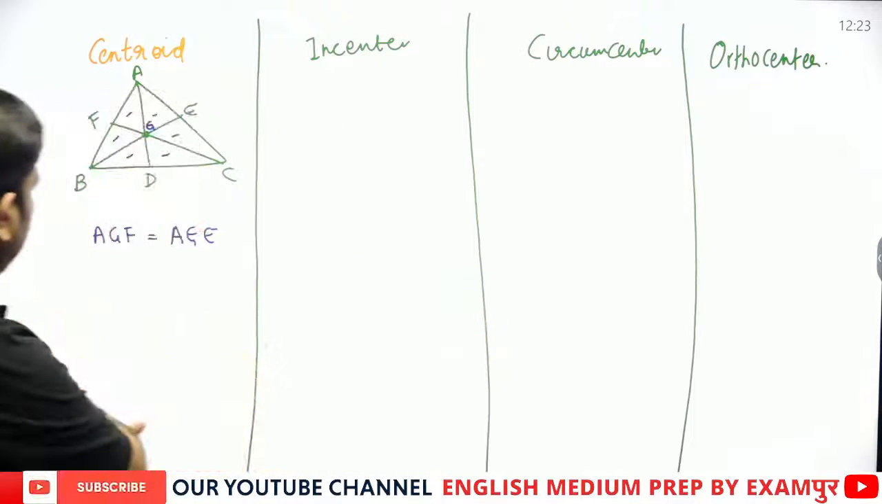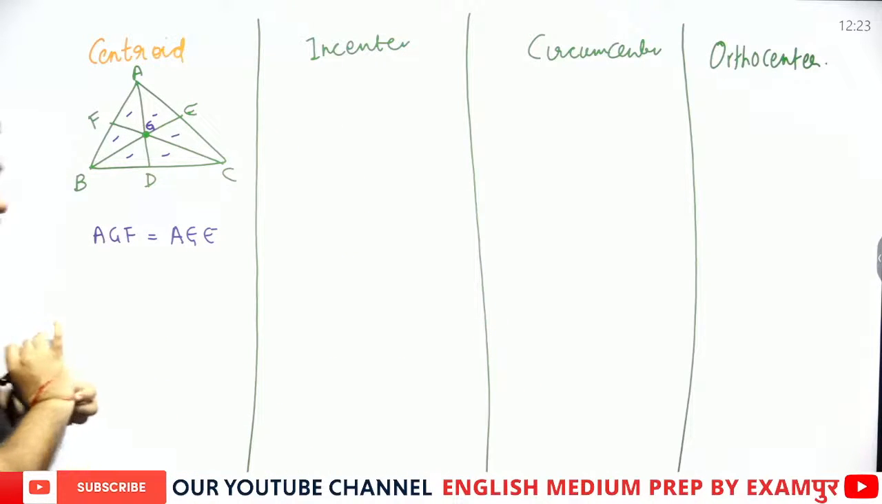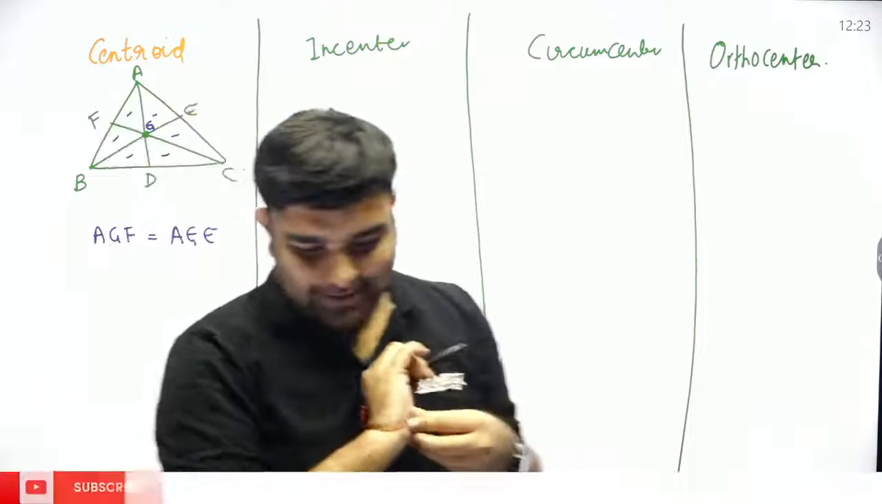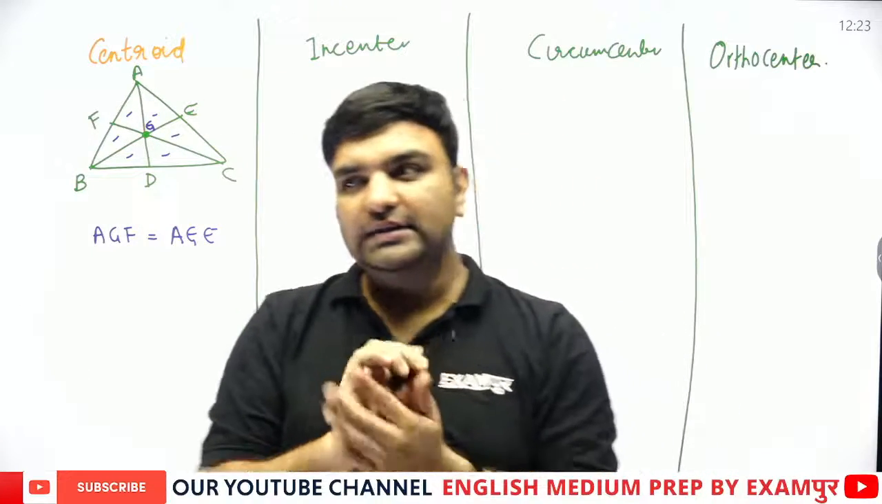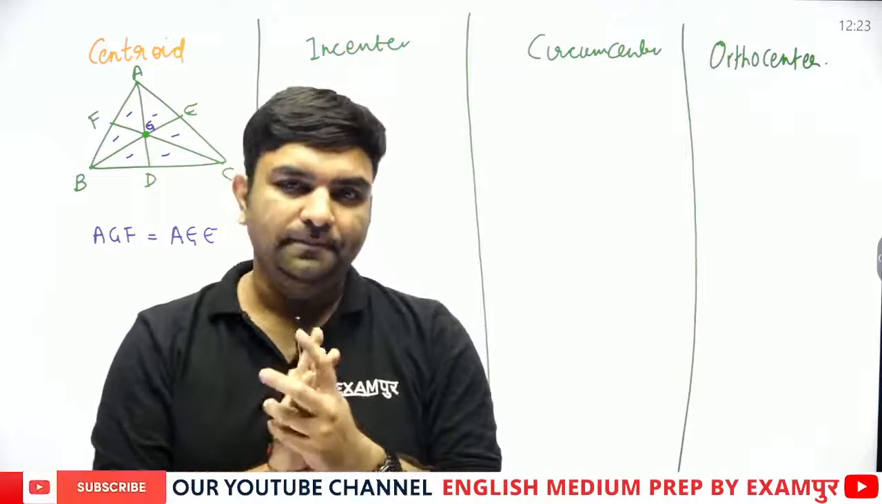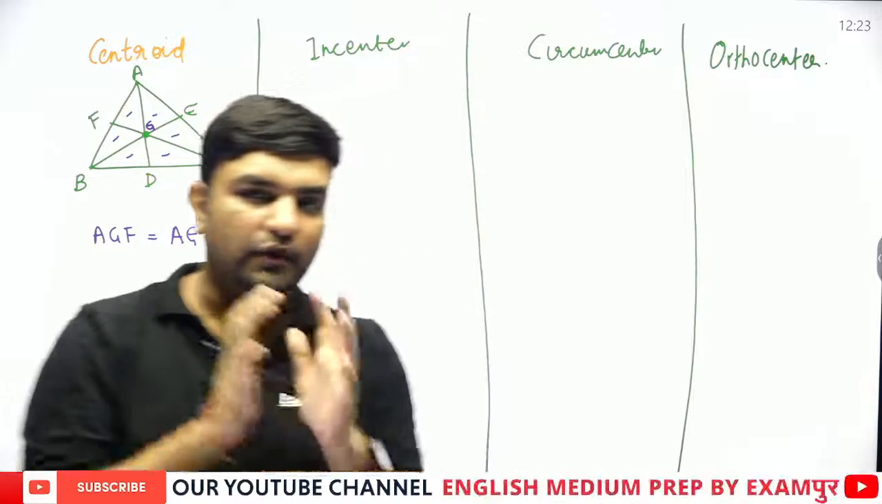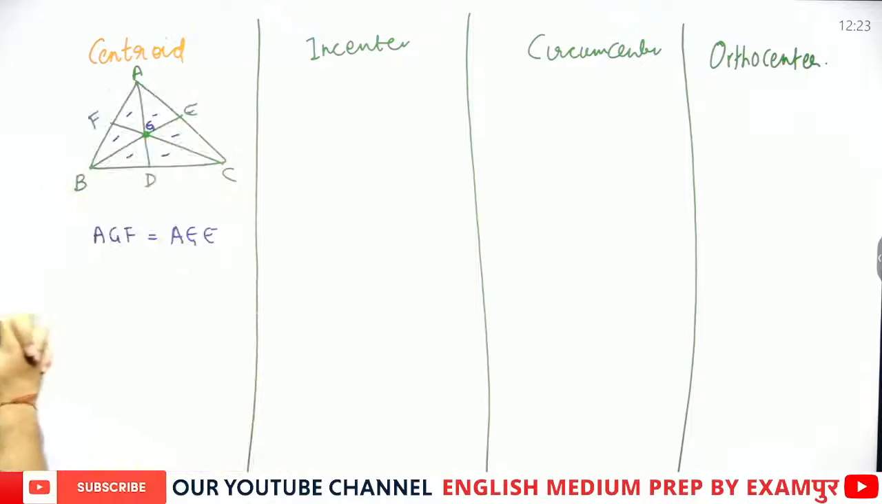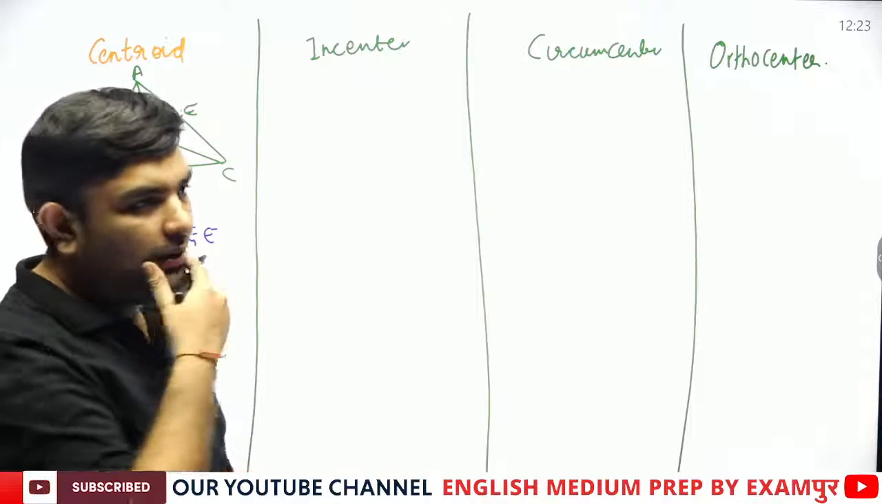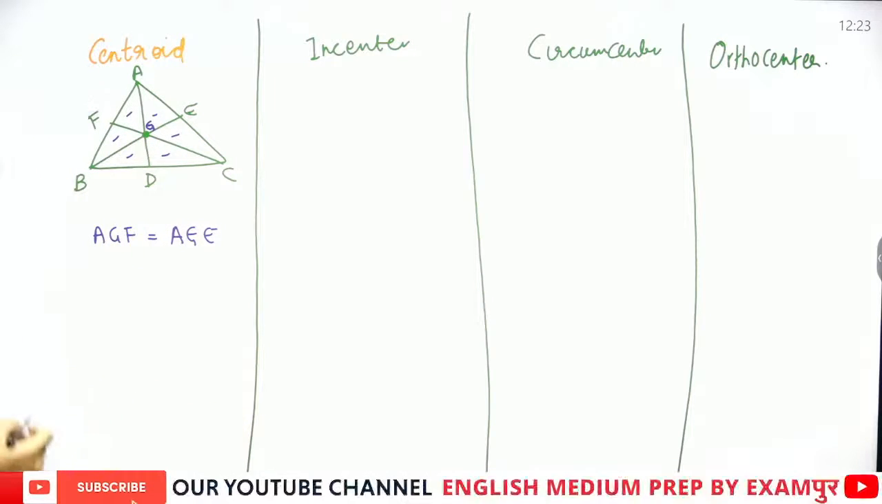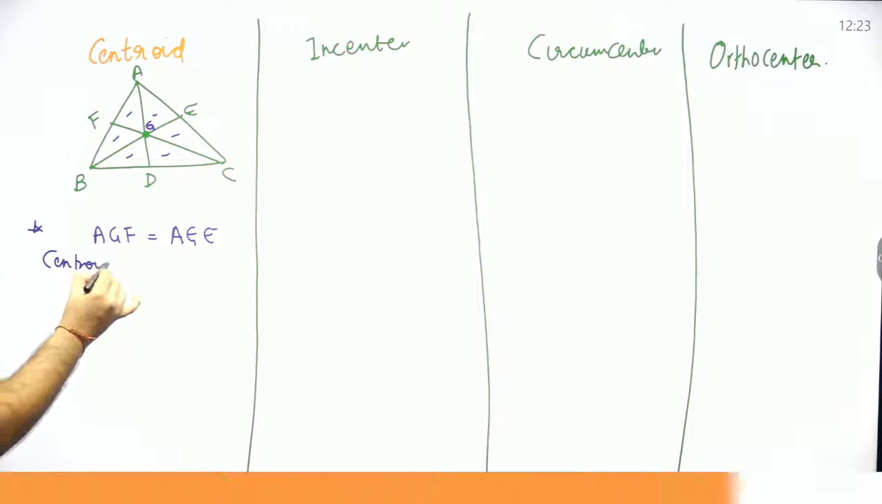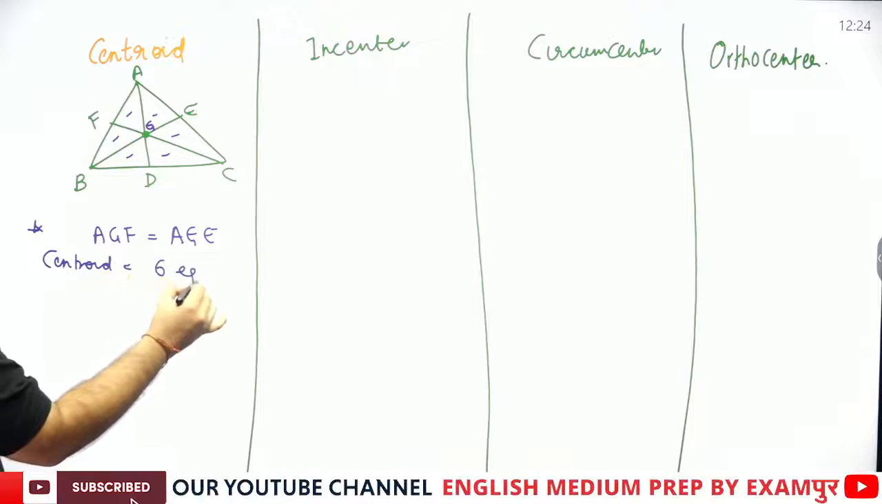Cool. So for centroid, this area relation is important. If I talk about more, then you can say that centroid divides into 6 equal parts.